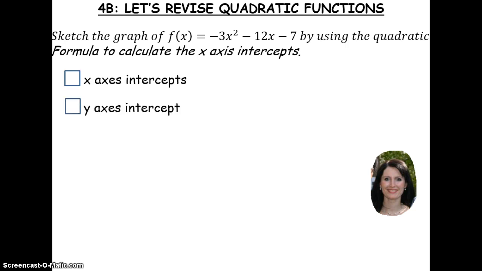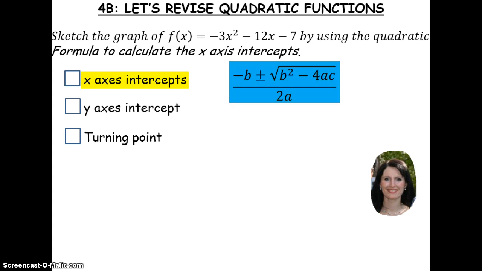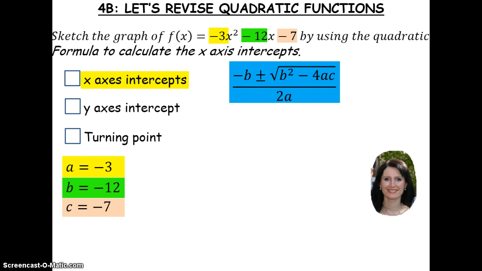It's a good idea to list the things you need in order to draw your graph: x-axis intercepts, y-axis intercept, and the turning point. Let's first deal with those x-axis intercepts. The quadratic formula is negative b plus or minus root b squared minus 4ac over 2a. There it is there. We get a, b and c from the equation, and it's in general form ax squared plus bx plus c. A is therefore negative 3, b is therefore negative 12, and c is therefore negative 7.